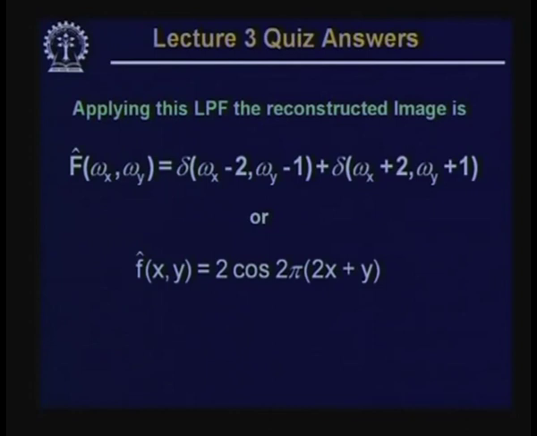So, using this frequency band, the reconstructed image will be given by 2 cos 2 pi (2x plus y). So, here again you find that naturally your reconstructed image is not the same as the original image. So, a lot of information has been lost, and the reason being that the sampling frequency that we have chosen does not meet our Nyquist criteria.